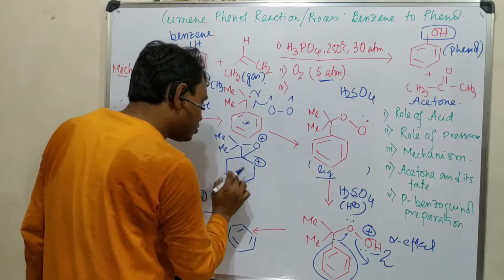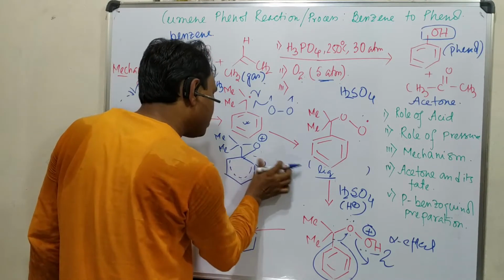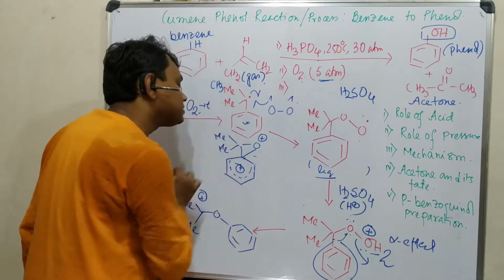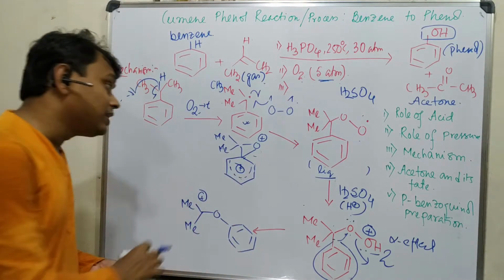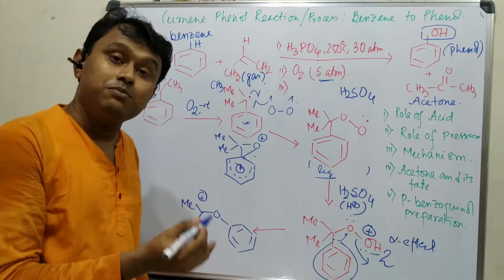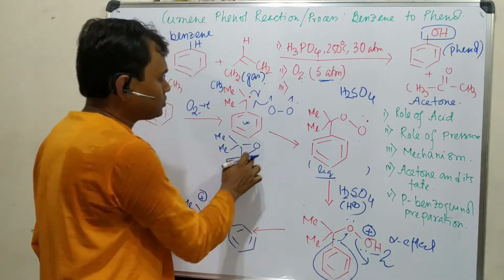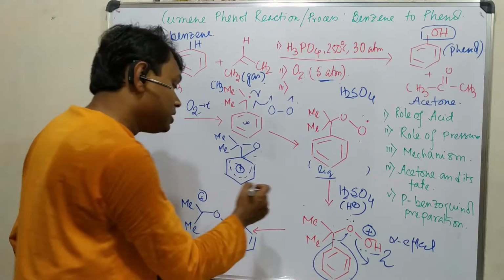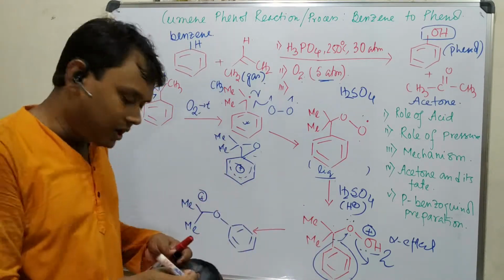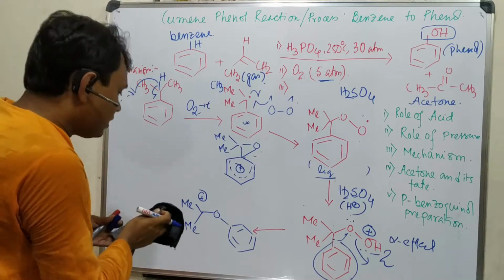Means if I draw it properly, it should look like not this, it should look like this. So that is the reason why phenyl is more efficient in migration, because it can hold the positive charge during the migration due to the presence of its pi electron. Okay, fine. So this is fine.